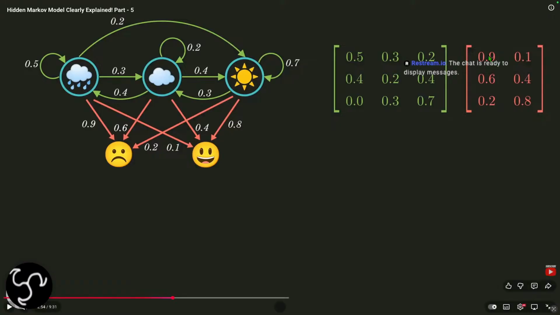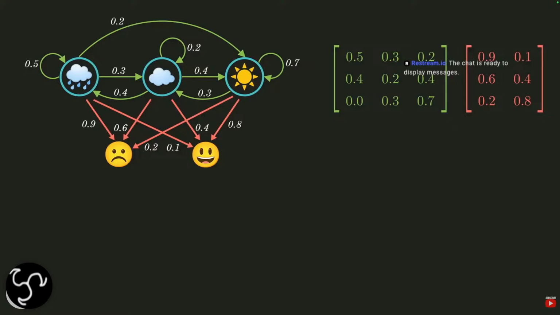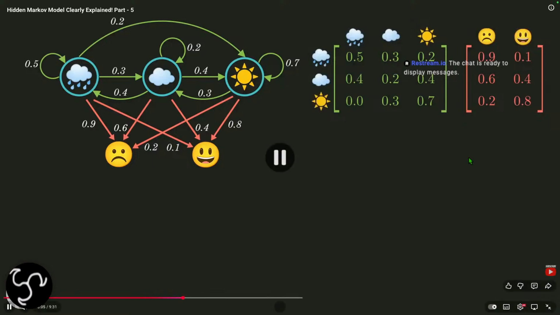So if it's a rainy day, it's go okay. This is the sad. If it's a rainy day, you got 0.9% chance of being sad. If it's a normal day, 0.6. Sunny day, 0.2. Well, it's a rainy day, it's 0.1. Normal day, 0.4, 0.8. Okay, I just don't get this corresponding to the observed variables, which is also known as the emission matrix. Let me add the indices to make it more interpretable. Okay. Rainy day, 0.5. Rainy, sunny.